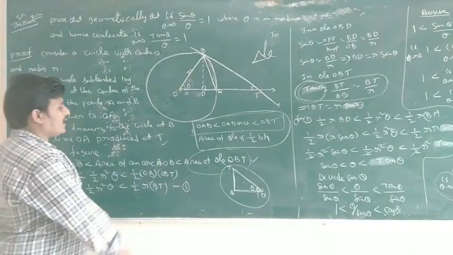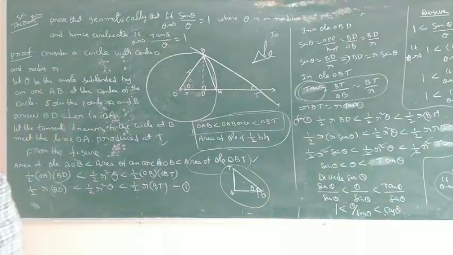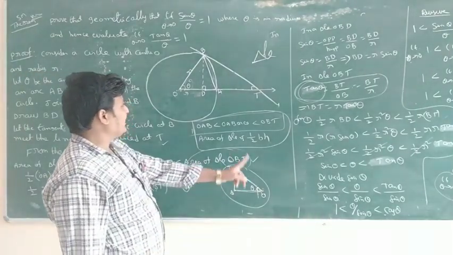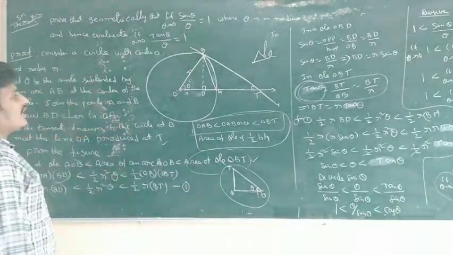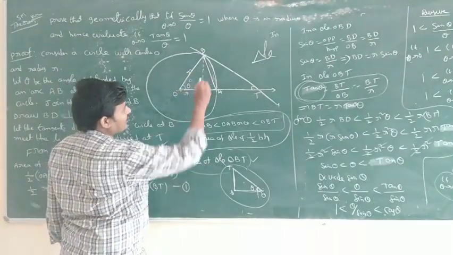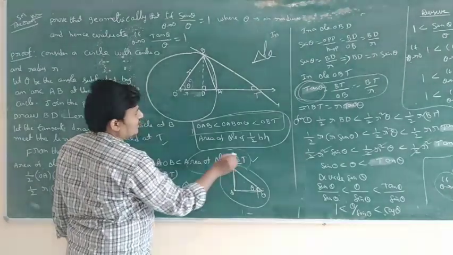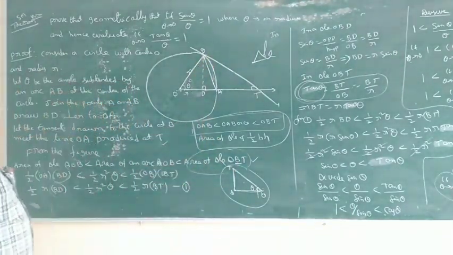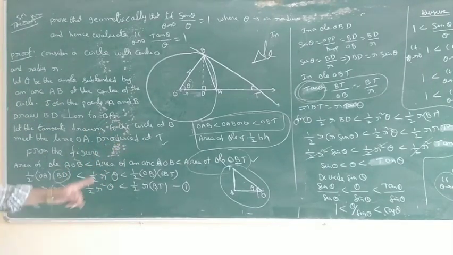Next, less than the area of triangle OBT. So for the area of triangle OBT, where is the angle? At B. B is the angle OBT. This is the main point.